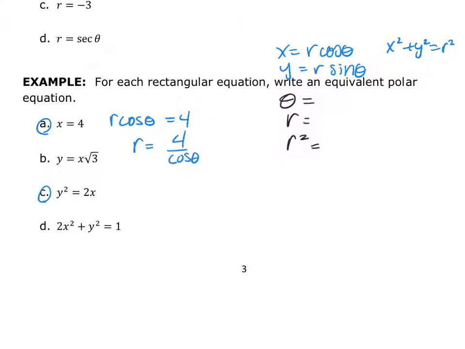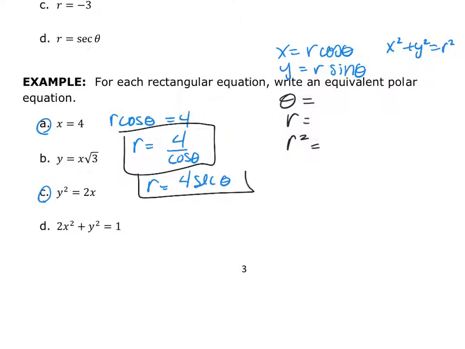If I want to go further and say I don't like to have cosine in the denominator, then I can just use the equivalent reciprocal function. So r is equal to 4 secant of theta. And personally, if this was on the test, I would accept either answer. So either answer is perfectly acceptable. So any questions on that one?